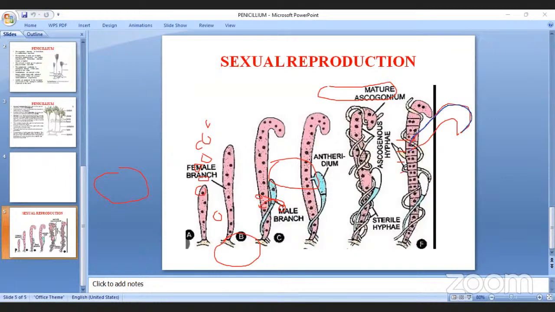Are you able to see the blue line? Hello? Yes, sir. Right.